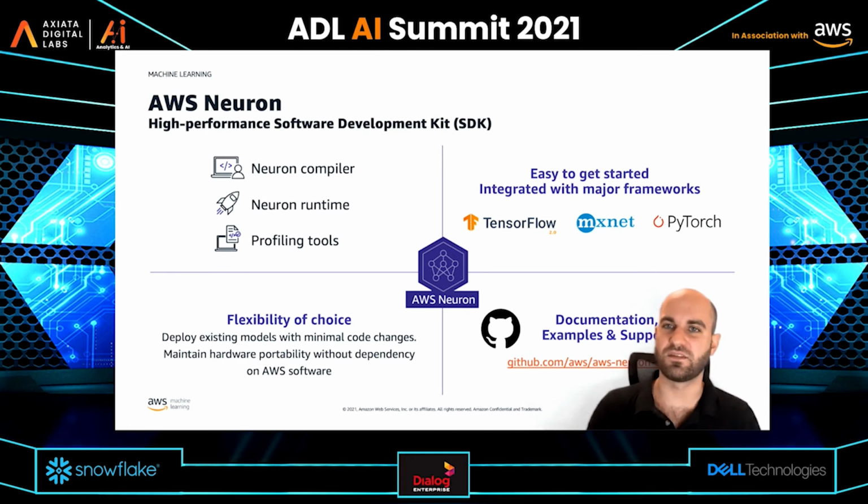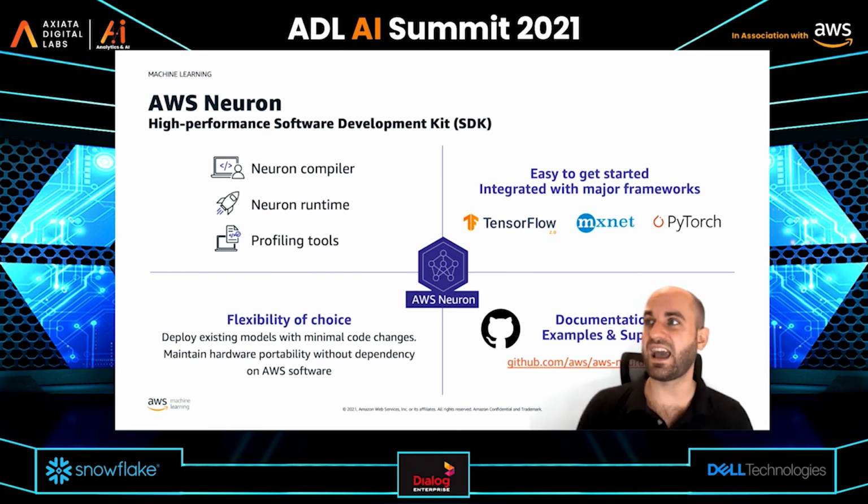And then you have flexibility of choice in how you deploy it. By the way, all of this is of course open source, so you can find it on GitHub as the AWS Neuron SDK. So it's a great way to run machine learning inference at a fraction of the cost.